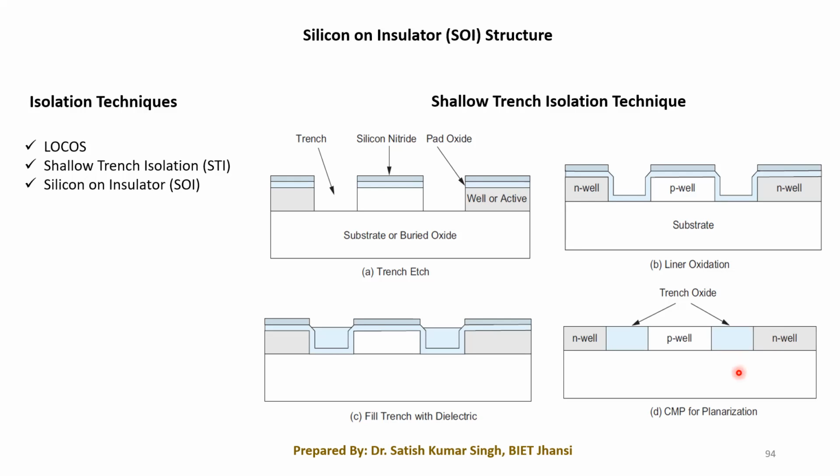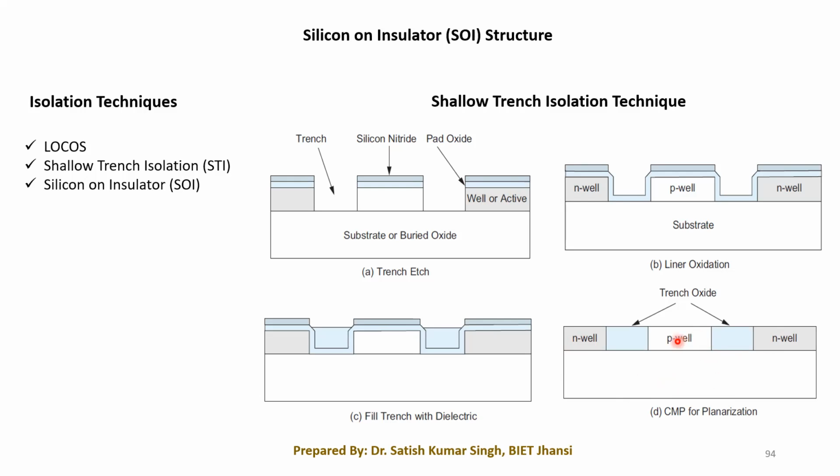So what is the basic difference that we can see from our bulk CMOS structure? In the bulk CMOS structure, our devices were made within the conductive substrate. But here, within the conductive substrate we are not making any device. Rather, we are making the devices in these well structures, like this N well, this P well, and this N well.